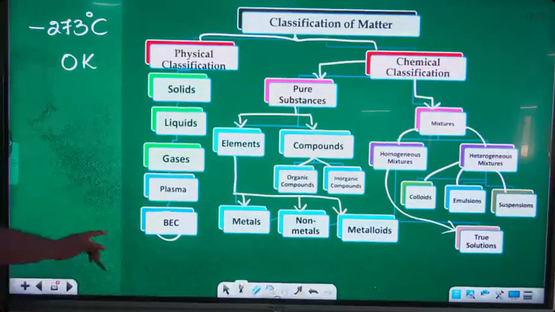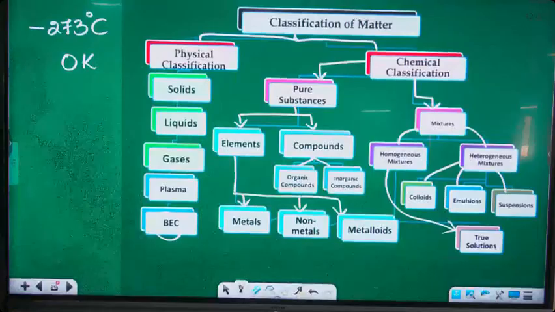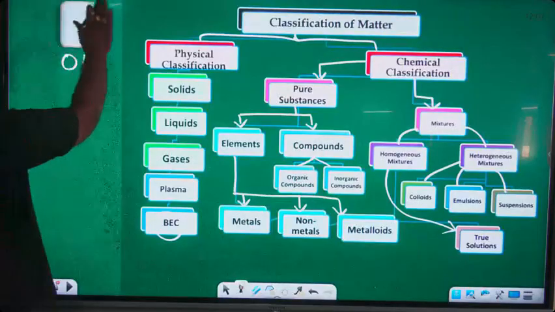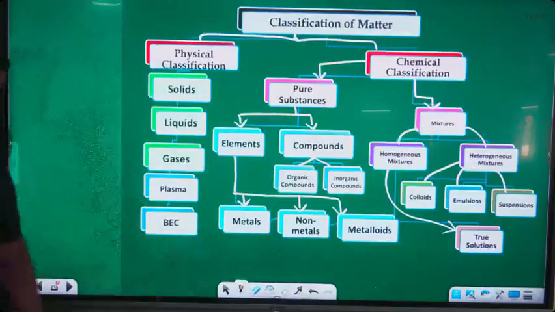Can we see BEC? Yes or no? Can we see plasma state? No. Can we see the liquids? Can we see solids? Can we see gases? Can we feel gases? We can feel gases. We can feel liquids. We can feel solids, but we cannot feel a temperature of more than 3000, nothing but the plasma state. We cannot feel it. At the same time, we cannot feel the Bose-Einstein state either, and we cannot see it. It means that these are not practically possible in day-to-day life.